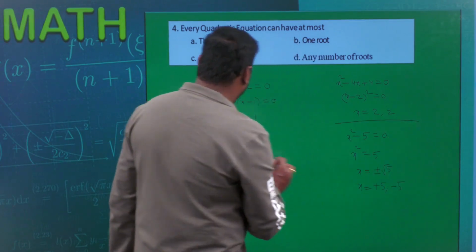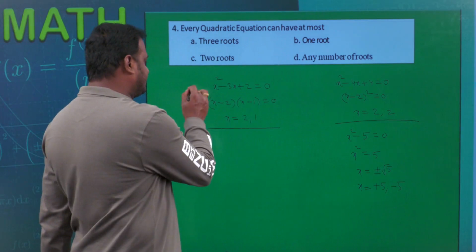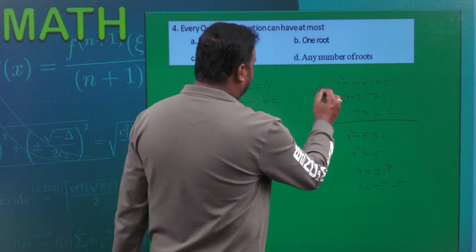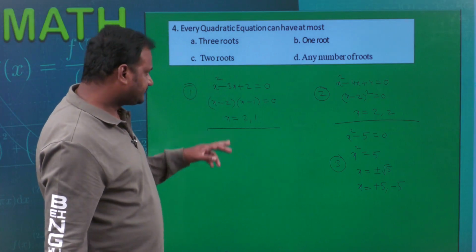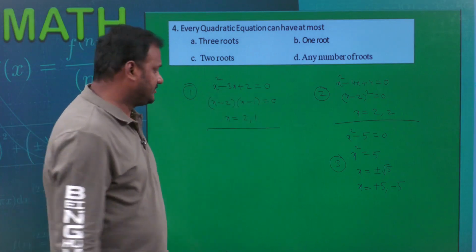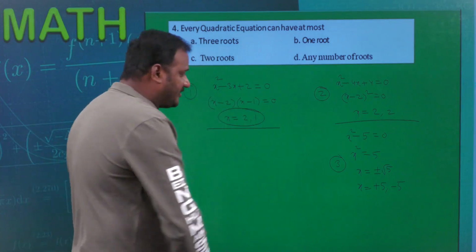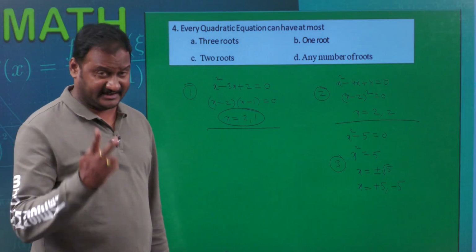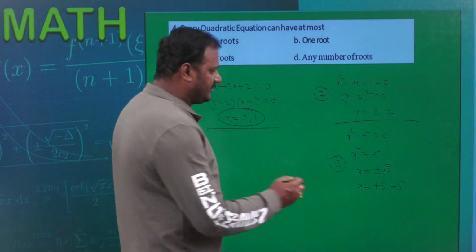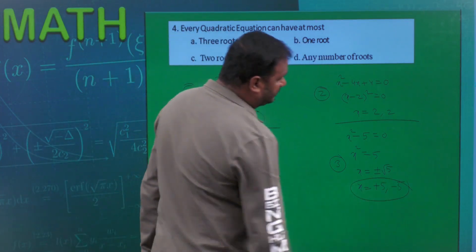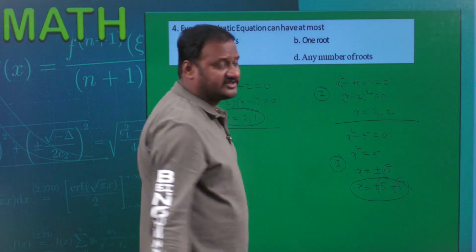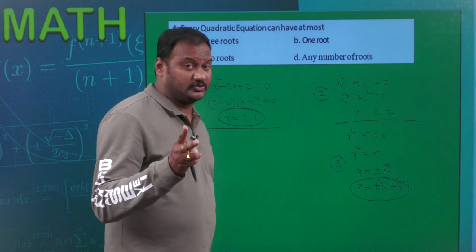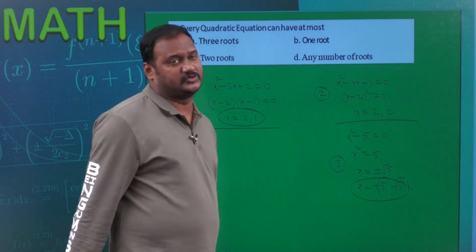So what did you observe in these three examples? First example, second example, as well as third example. In the first example, being a quadratic equation, it has 2 comma 1 as the roots. Means it has two roots. Coming to this, x is equal to plus root 5, minus root 5. So how many roots are there? Again, there are two roots. Because they are different, that's why we are saying two roots.